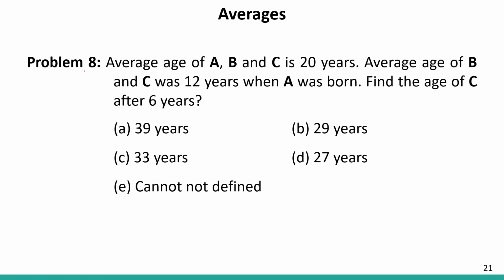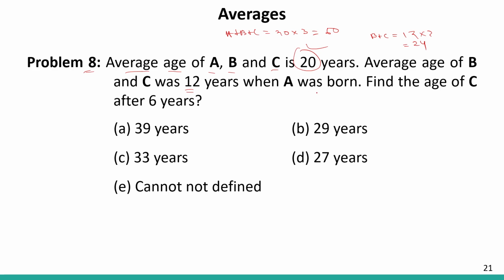Let's go forward with problem number 8. The average age of A, B, C is 20 years. The average age of B and C is 12 years. So A plus B plus C is equal to 20 into 3, that is equal to 60. Their cumulative sum will be 60 years. So B plus C is equal to 12 into 2, that is equal to 24.